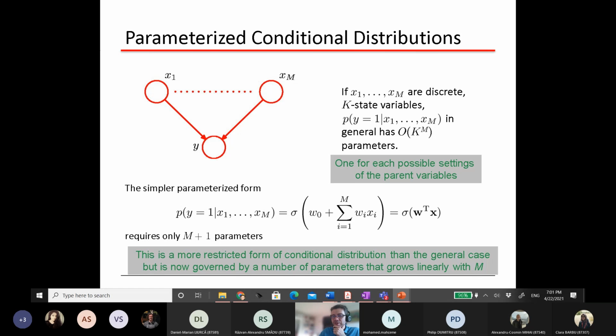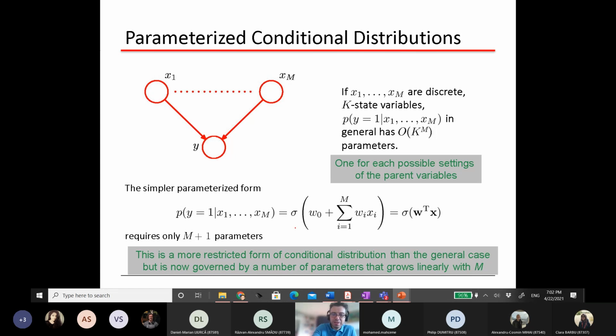Another way of reducing the number of parameters would be the following. If we still want to have something like this, a y random variable, let's say the dependent random variable in this case, that we would like to depend on all the features. If we would express it as a joint probability, it would be y given all the features, and in the worst case we would have k power m parameters, so it would be intractable.